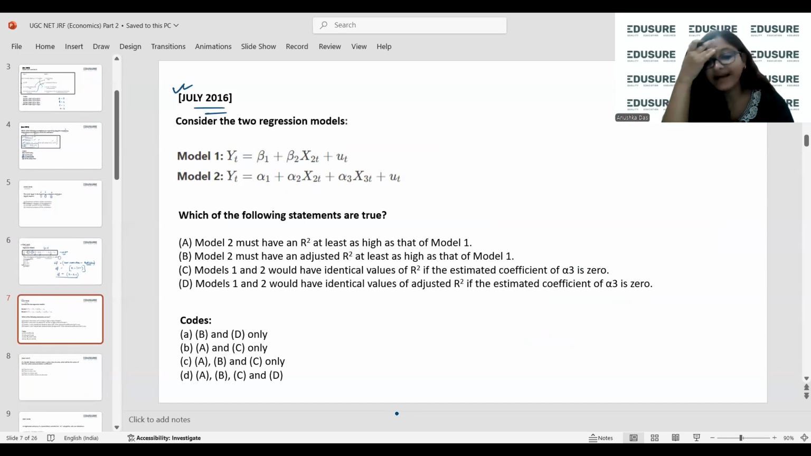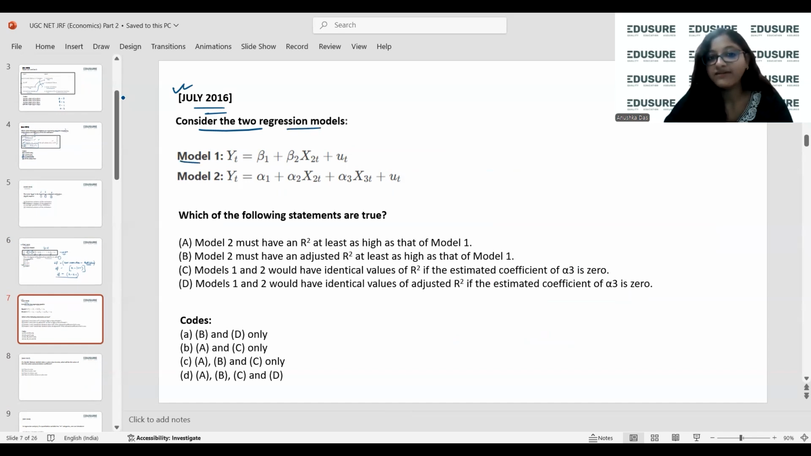July 2016. I have basically taken the most important questions from 2012 to 2024, and these are the important topics. I will try to cover all the important topics here. So see the next topic: consider the two regression models.